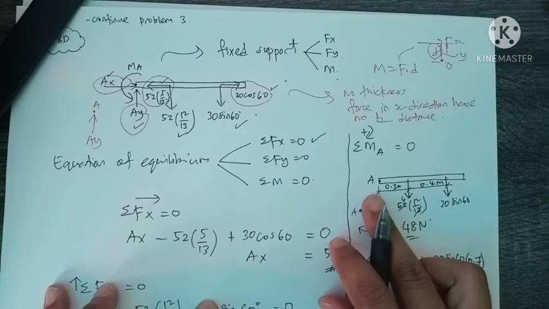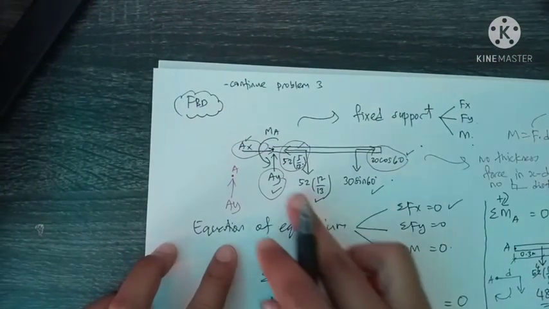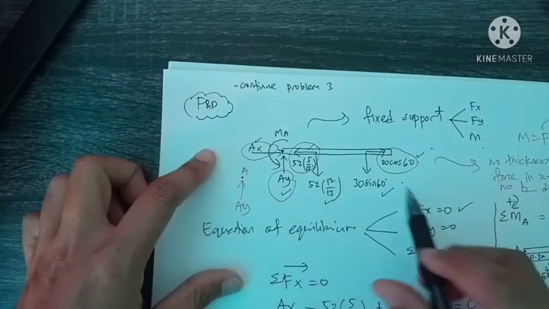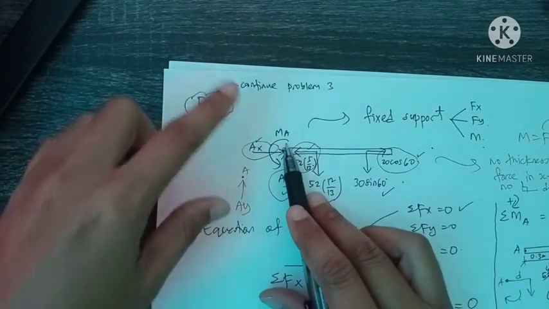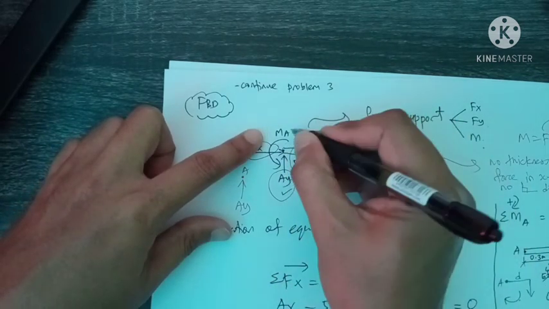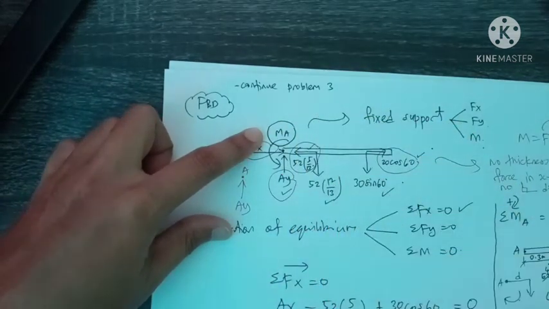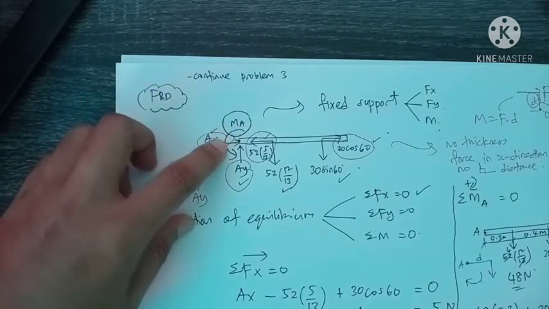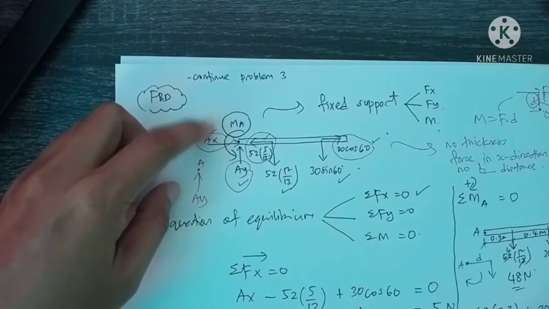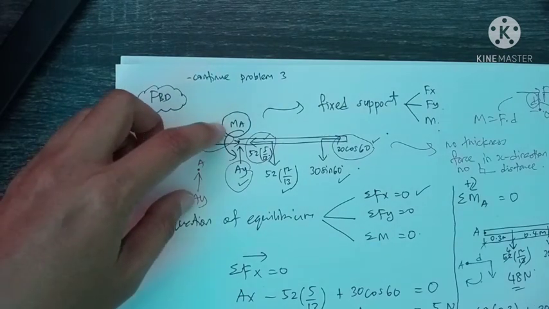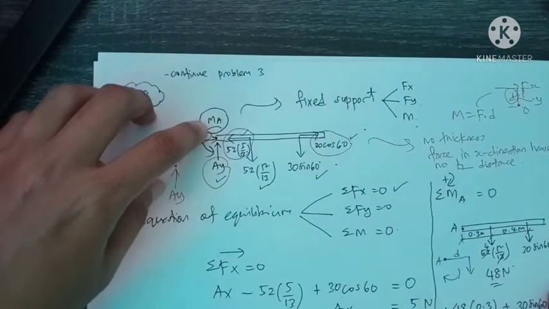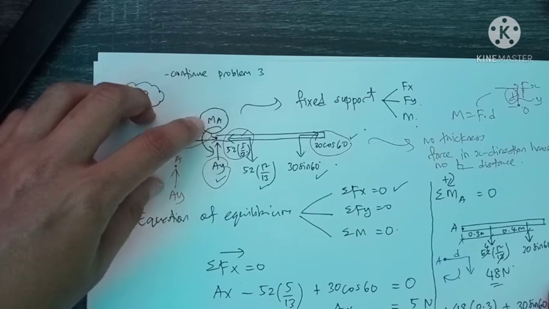But notice that in the FBD, other than force, there is also one more unknown here. This unknown cannot be neglected. MA is on point A. The MA that we analyzed before is the unknown for the fixed support. So what are we going to do with this MA?